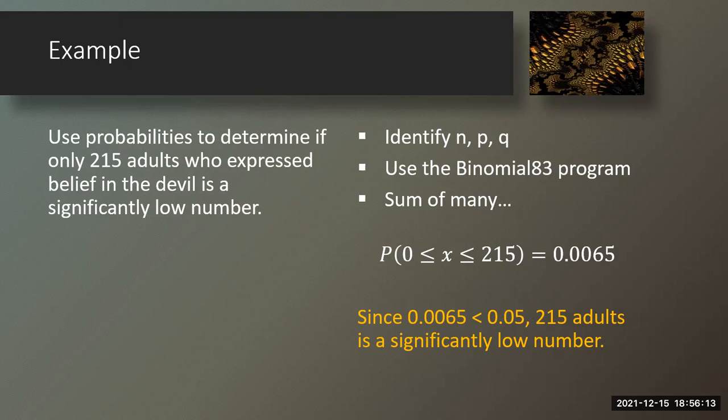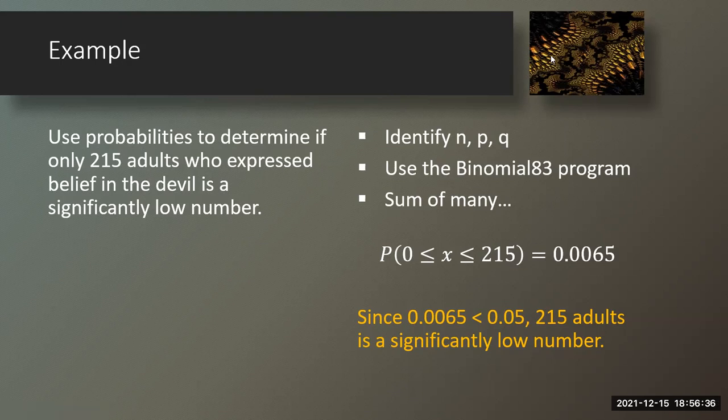We can double check our work, and we can use the probability to determine if only 215 adults who express belief in the devil is a significantly low number. So again, I need to change the name there, but it's a sum of many. And you'll note that this one begins at 0 and it ends at 215. So this is a count up from 0.